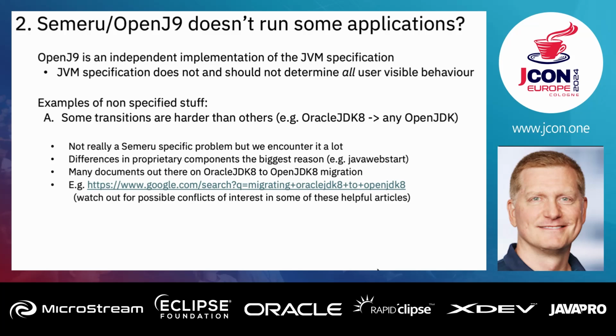An example of non-specified stuff. This actually isn't OpenJ9 or Semeru Runtimes specific, but the industry, for a number of reasons, has gone through a bit of a migration trying to get from Oracle JDK 8 to OpenJDK 8. And there are a number of proprietary technologies in Oracle JDK 8 that complicate the migration to OpenJDK 8. We get bundled into this sometimes too, because people who are migrating are sometimes coming from Oracle JDK 8 to get to OpenJDK 8 using Semeru Runtimes, and they encounter all the migration issues associated with that. Now, there are lots of documents that can help people get through this migration.